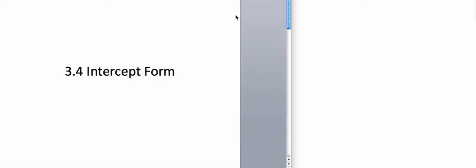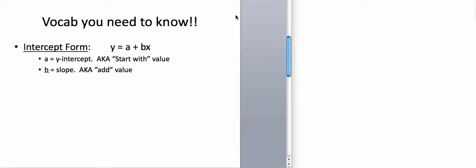Everything we've done so far in chapter 3 has built on top of each other, leading to this point. Intercept form is y equals a plus bx. Some of you who have had practical algebra with me may know it as y equals mx plus b. They're the same thing. Our book just calls it two different things.